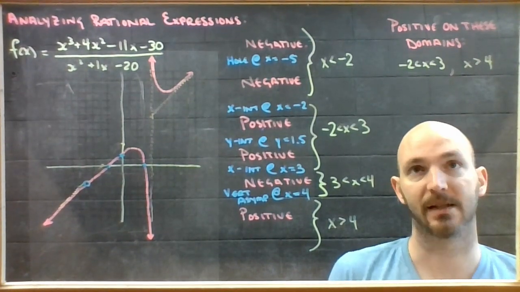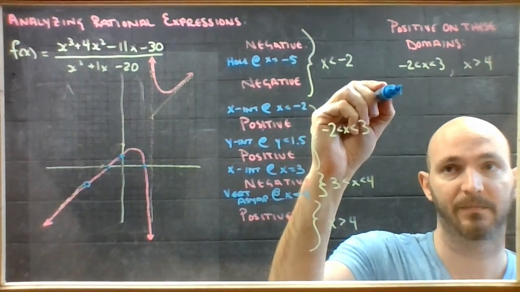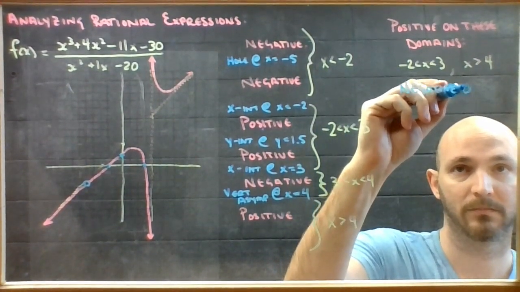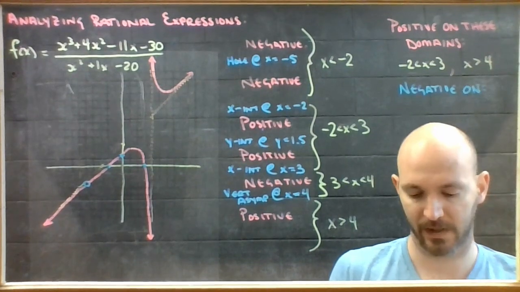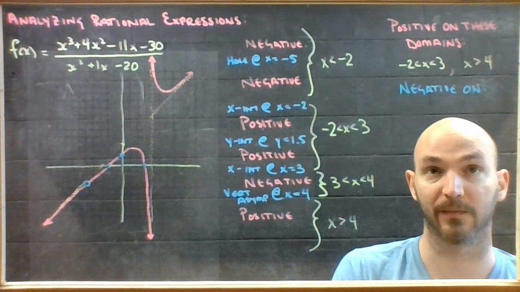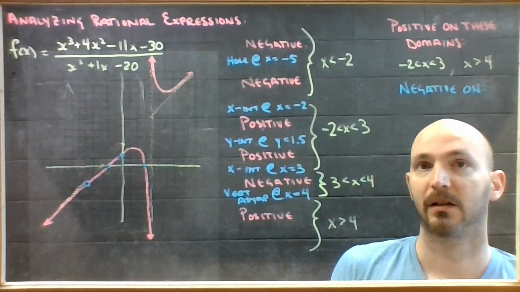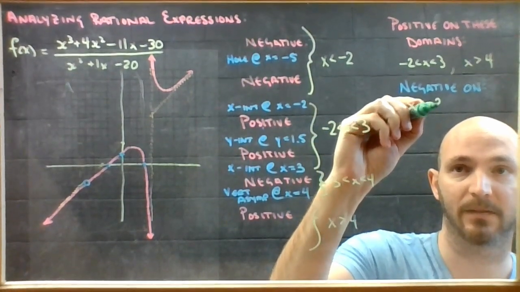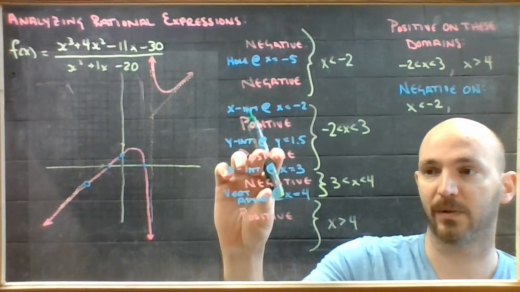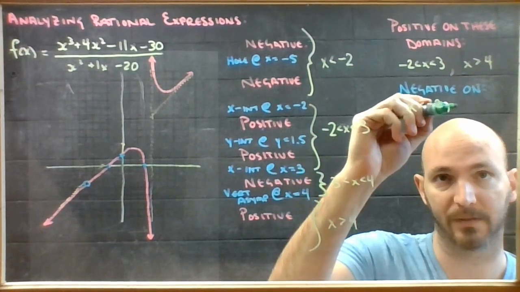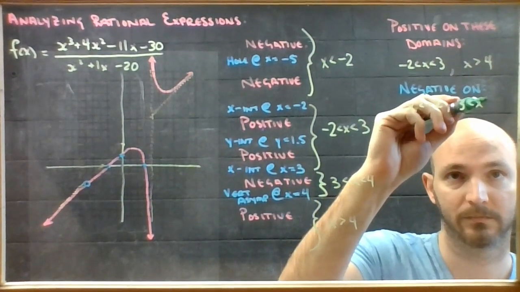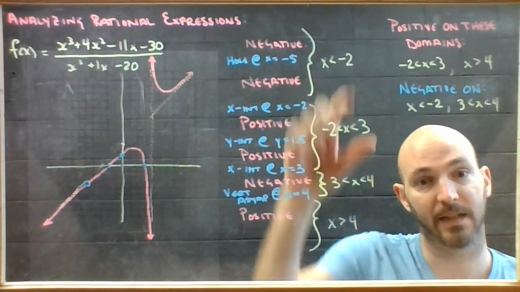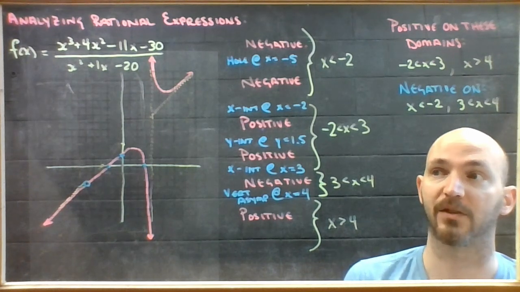Follow up to that is, when is it negative? So it's negative on, I don't need to write these domains, you can infer what that means. Negative on this one, x is less than -2, and this one here between 3 and 4. So that's the last little chunk of information for rational analysis.